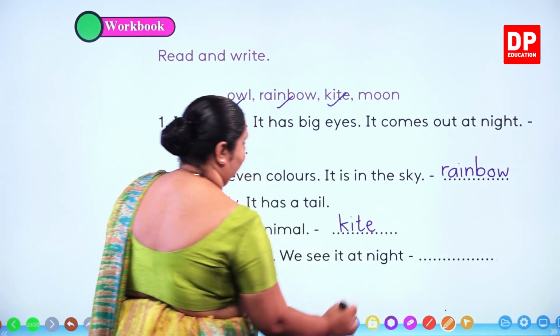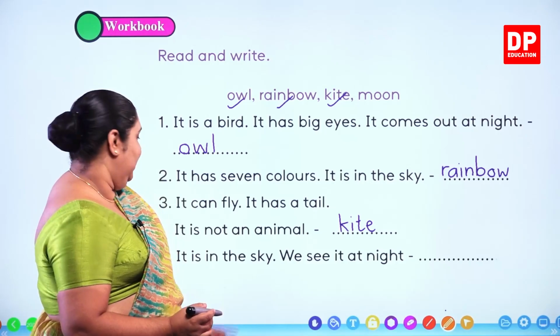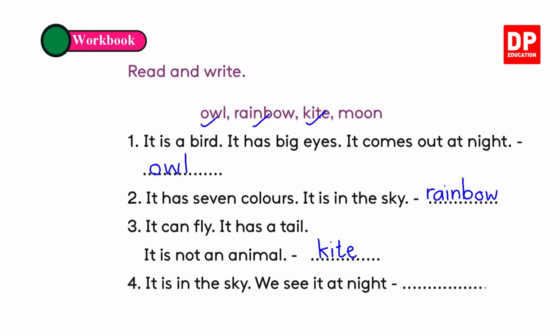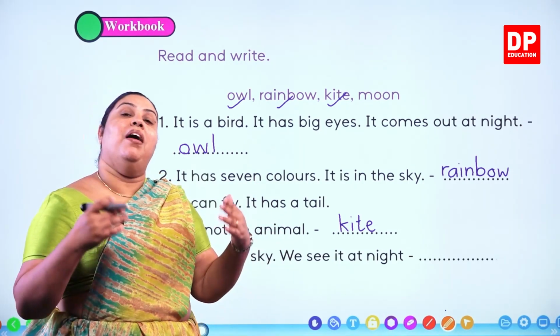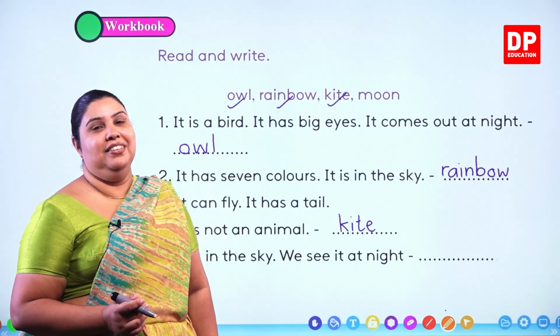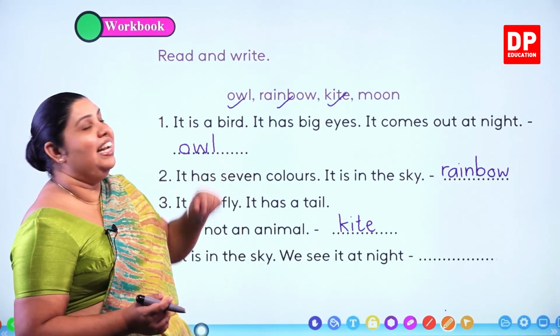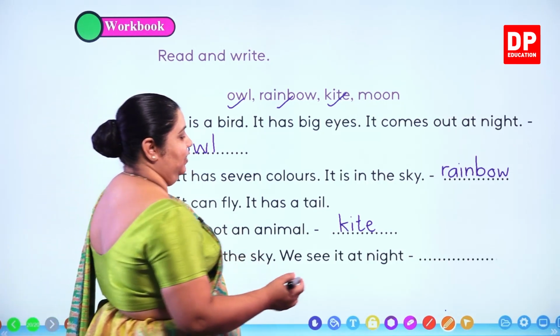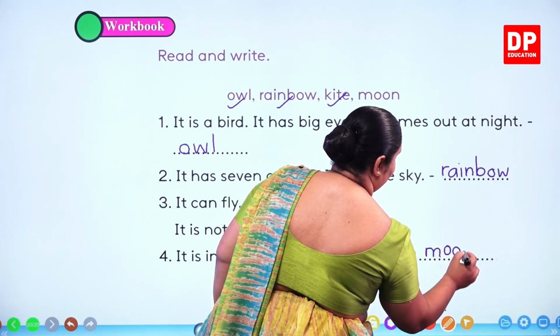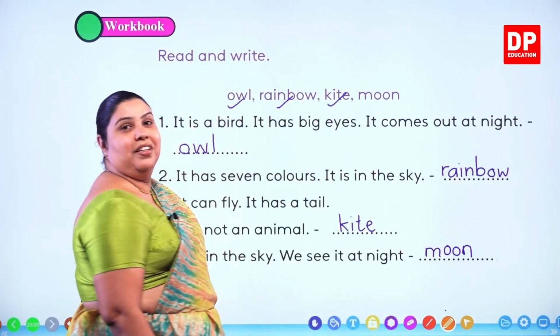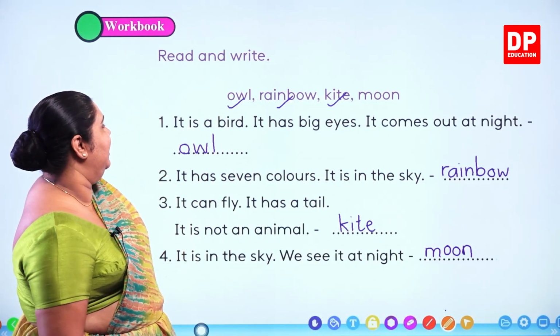K-I-T-E. We found the answer. Now it's the last one. It is in the sky. We see it at night. මම ඉන්නේ අහසේ. හැබැයි මාව රැට විතරයි පේන්නේ. කවුද? That is the last word, the moon. We have found all the answers now. Okay? Right, let's read and see.